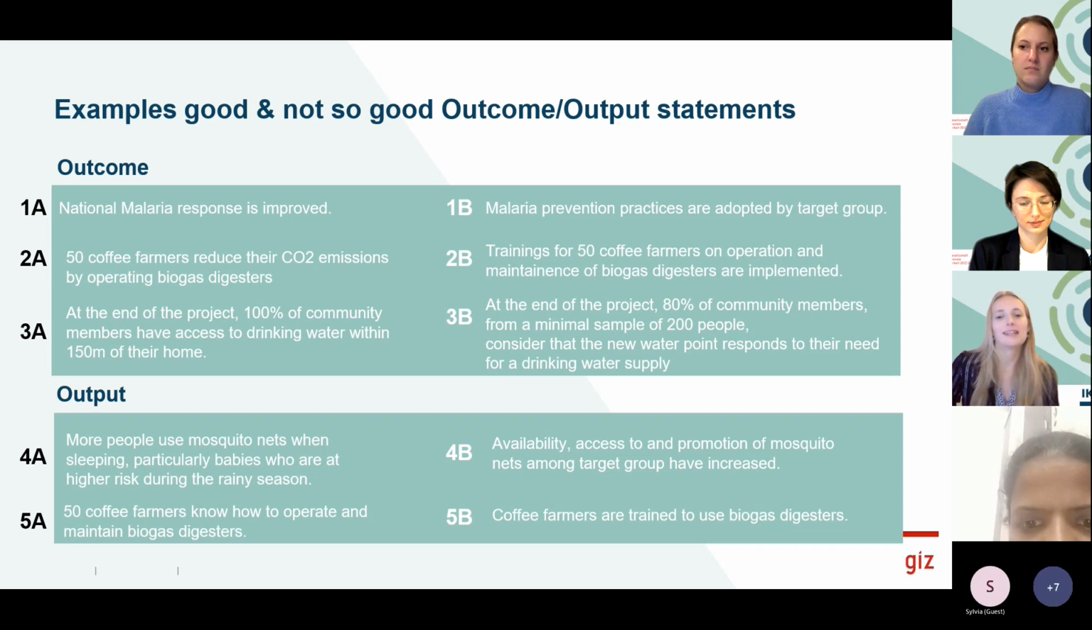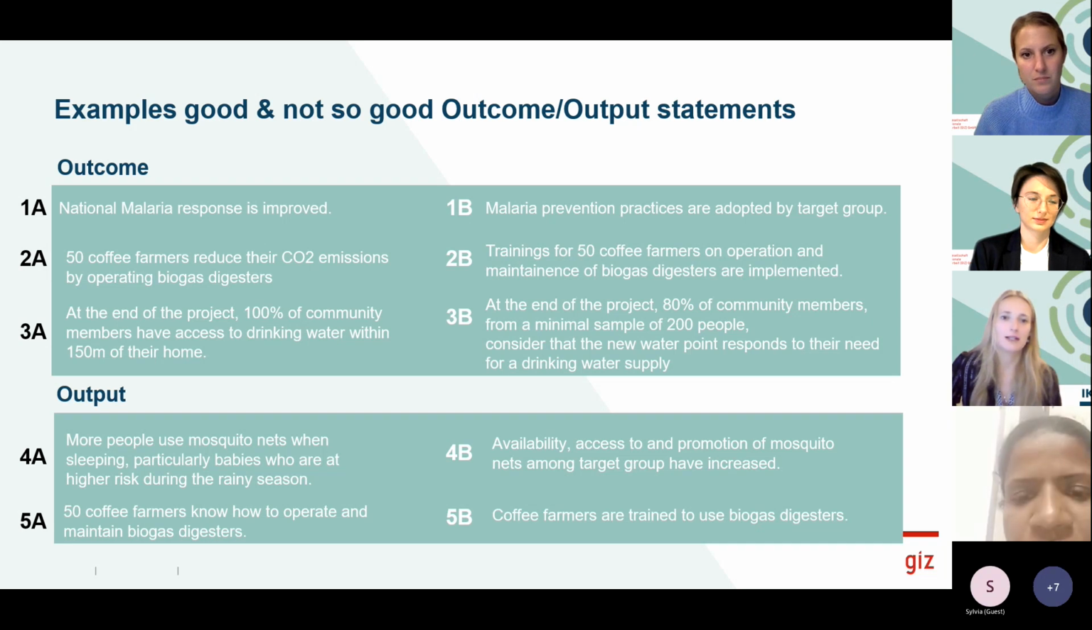Okay, I give you the answer. Correct would be 2A, or what means correct? Better formulated would be 2A, because 2B would be actually an output indicator and not an outcome indicator. Okay, let's start the third one.